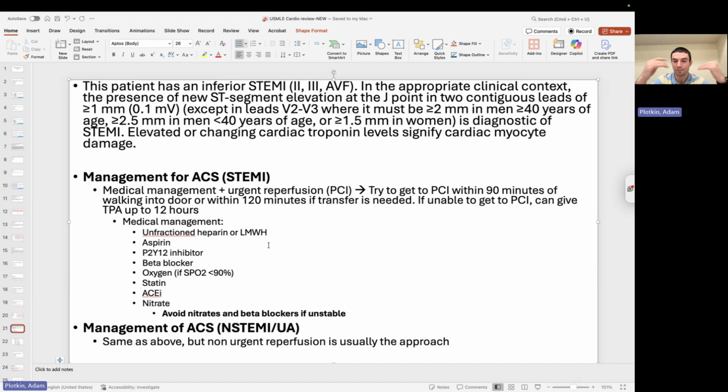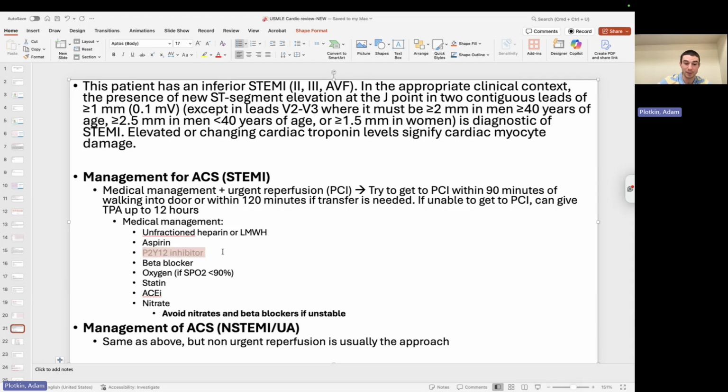And then I taught some of you guys this concept of MONA BASH. So the MONA, like Mona Lisa, and then BASH, right? So the M stands for morphine. The O is for oxygen, which we could give when it's less than 90%. The N are nitrates. The A is aspirin. The B is beta blockers. The next A is ACE inhibitor. The S is statin, and then the H is unfractionated heparin.